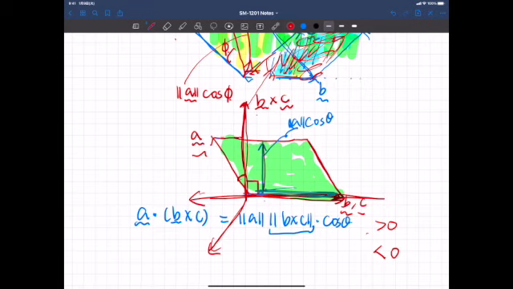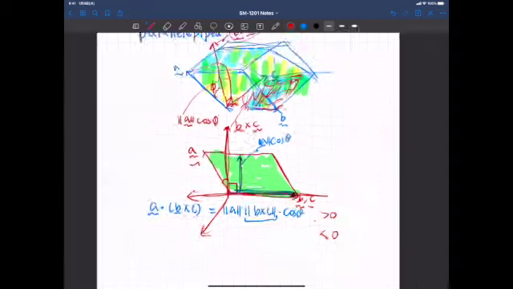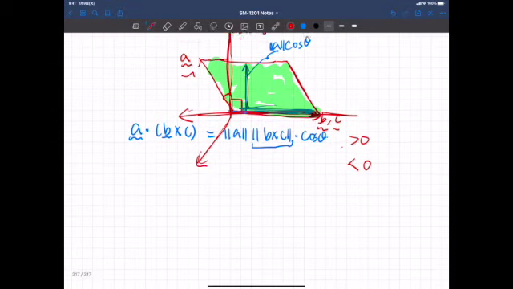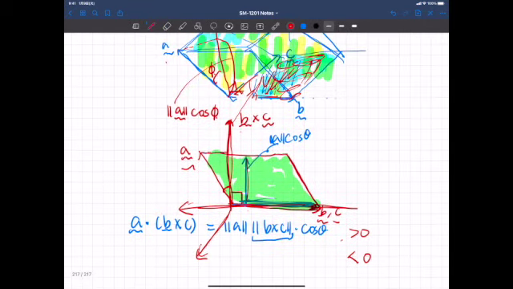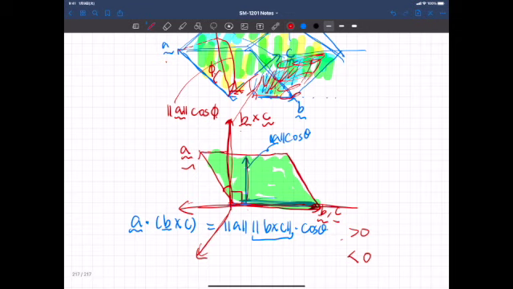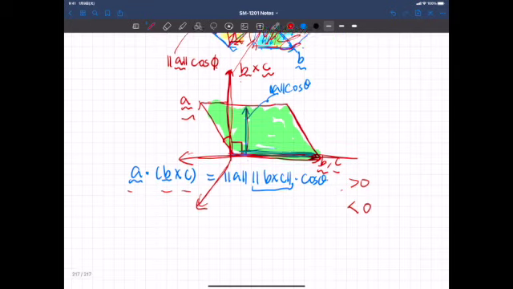And if the volume is negative, then it is a left-handed side, left-hand set. Okay, so that's the meaning of cross products. So now you know triple product is related to the volume of a solid that is determined by three vectors.